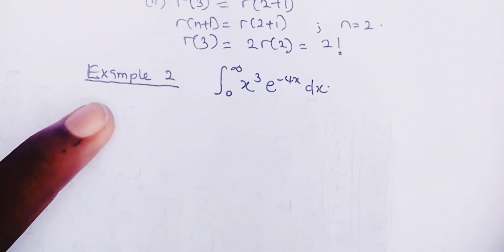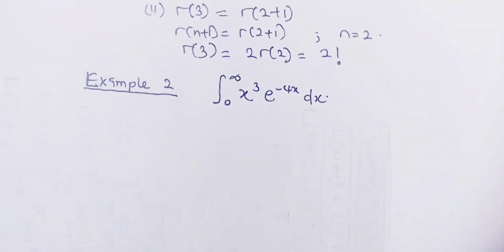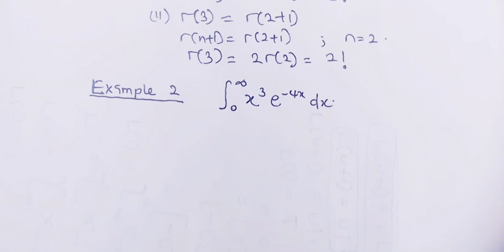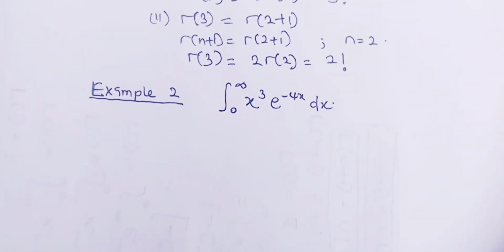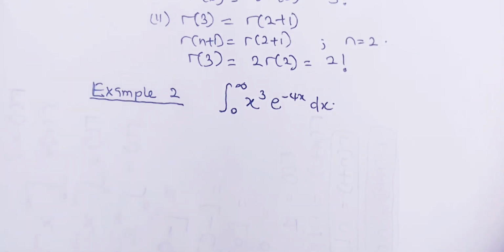Okay guys, now let's look at this example before us that says the integral from 0 to infinity of x raised to power 3 times exponential minus 4x dx. Now if you look at this very well, you will find that we cannot actually use the gamma function to solve it. Why can't we use a gamma function to solve it?